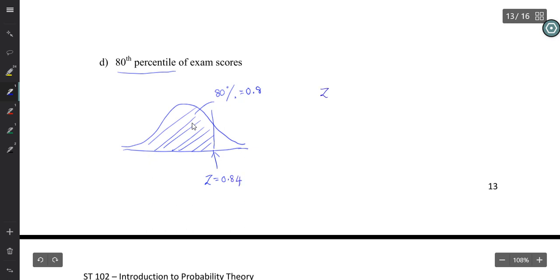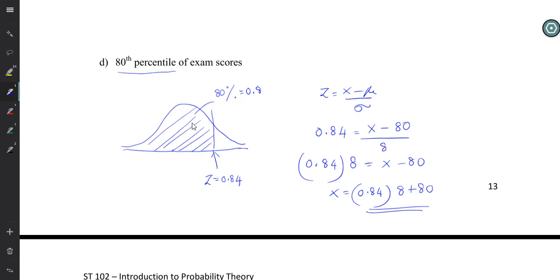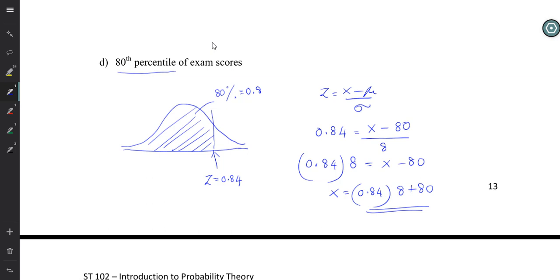Now let's do the back calculation. This is the Z score. Now we need the exam score, which is X. Mean is 80, sigma is 8. So multiply 0.84 by 8. You get X minus 80. Then X will be 0.84 times 8, put 80 to the other side, plus 80. So that will be the exam score of the 80th percentile. That means after you find this number, you'll see that 80% of the students got a score less than that X. So that is the 80th percentile.